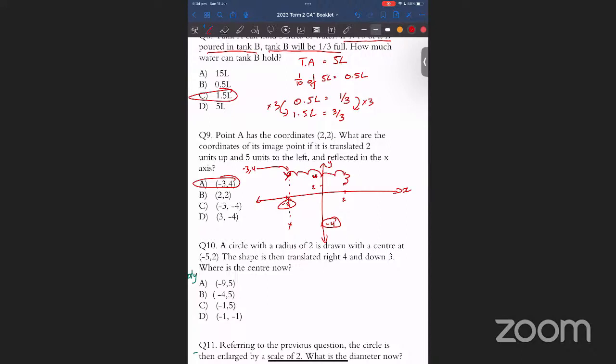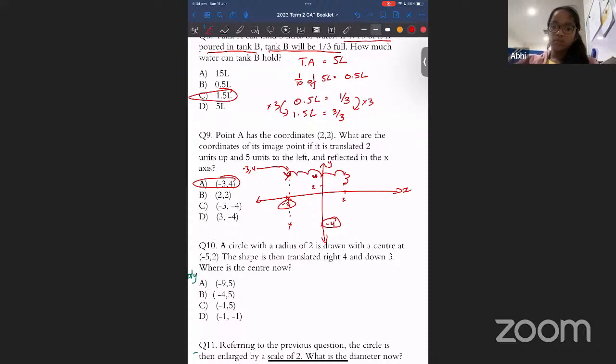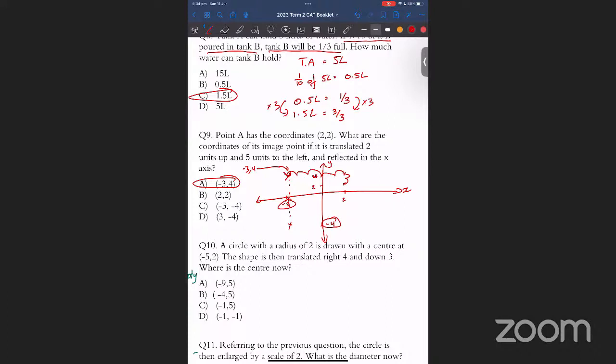Tell me which section you got lost. Where did you not understand? Isn't it supposed to be C? Oh, sorry. Yeah, I'm blind. I need to get Specsavers.